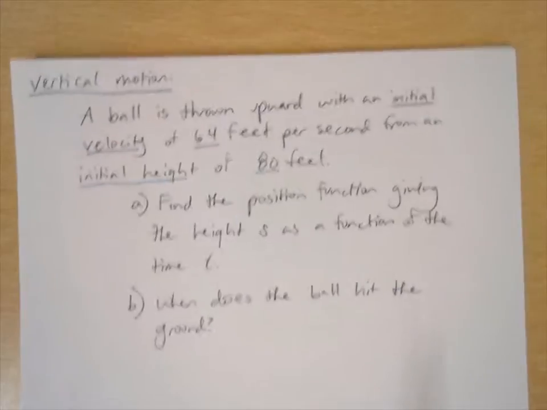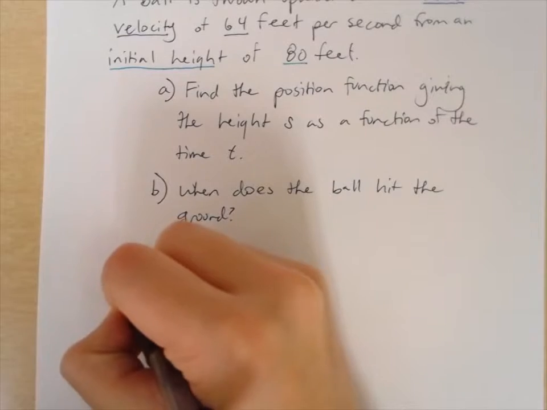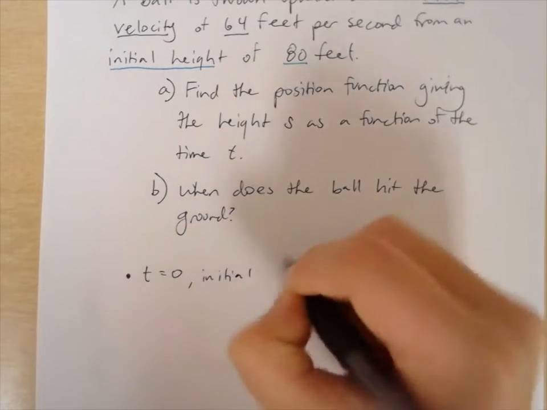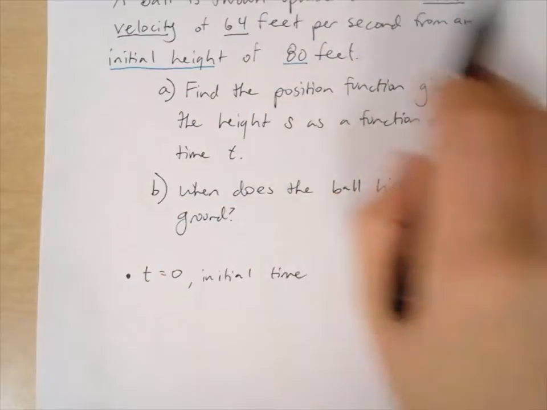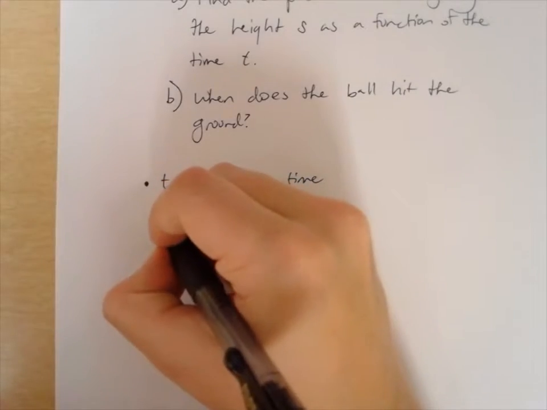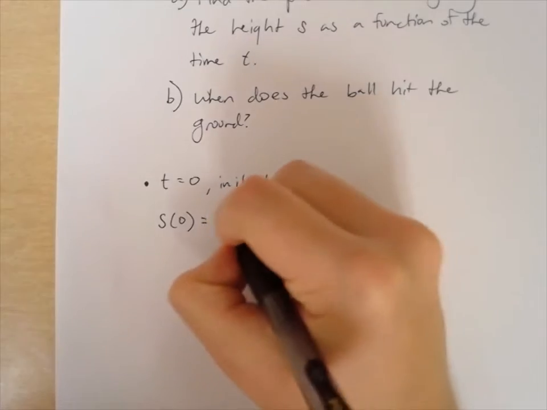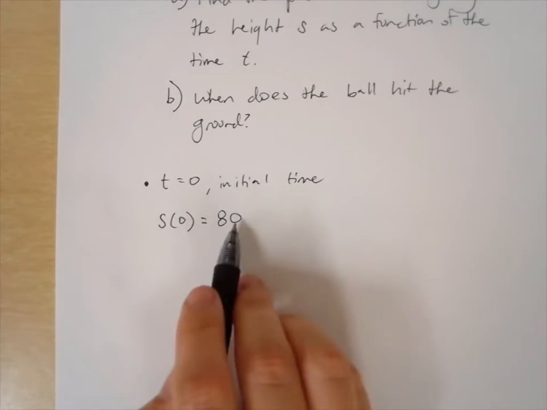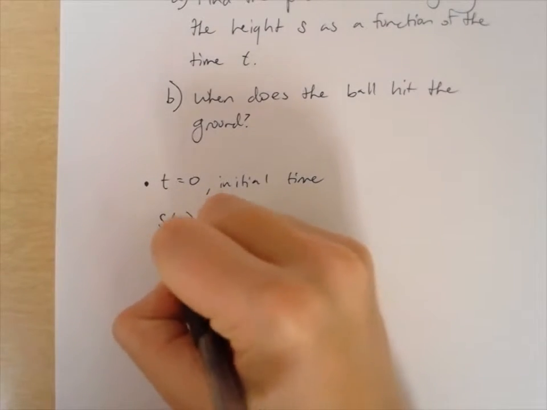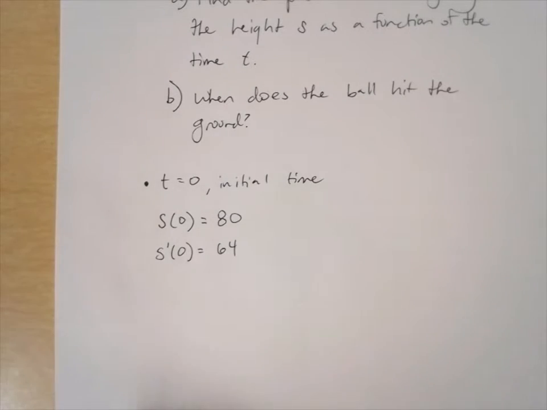Okay, so here's what that means in function notation. We know that when t equals 0, that's our initial time. So here's how we write those initial conditions in terms of time. We can say that our position, our s function, our s of 0 is equal to 80, right? Because our height at 0 is 80. Our derivative of that, our velocity, so our s prime of 0, is 64, right? Initially, our velocity is 64.